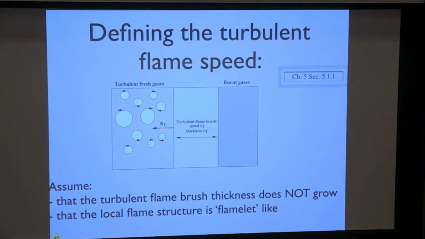the flow which is entering here at speed ST, let's say on average at the right speed. In other words, the turbulent flame speed is the speed at which you must blow at the inlet of this system so that the flame stays here.